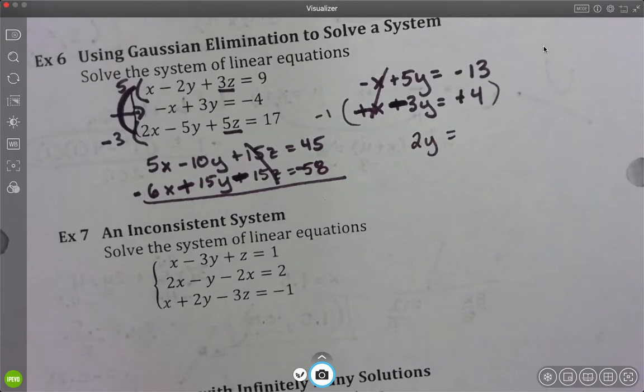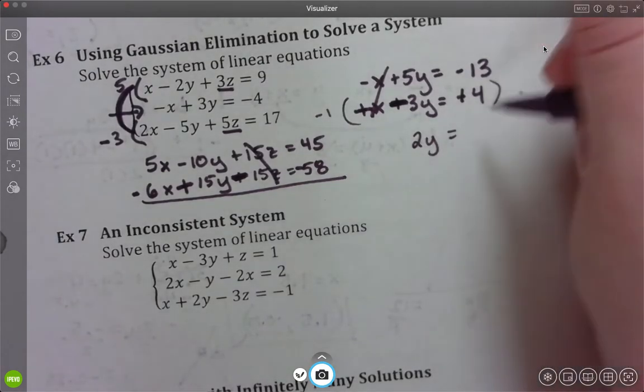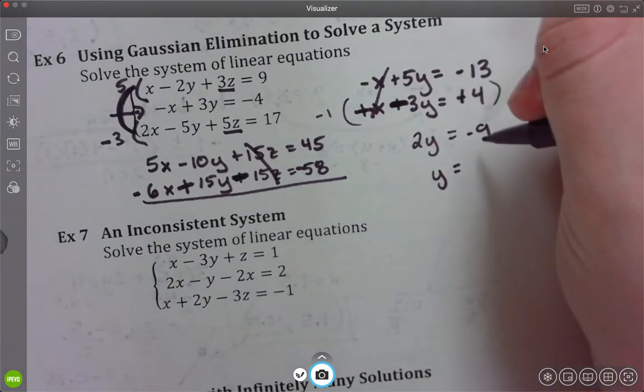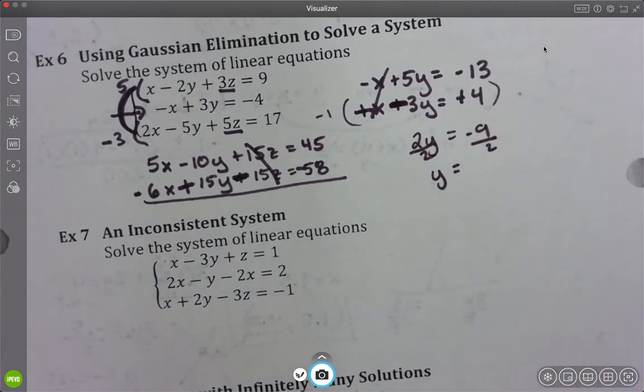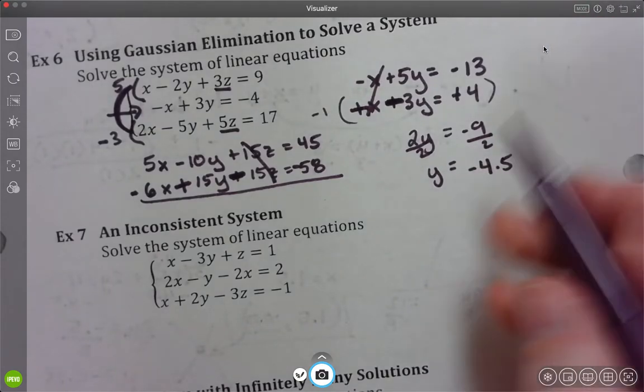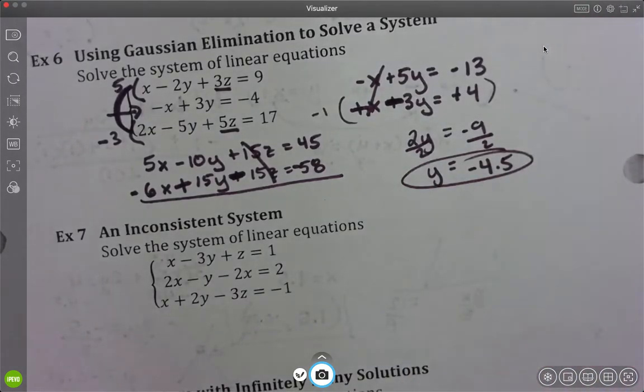-13 divided by 4. Of course, they couldn't give us anything really nice. That's -9. So y is going to be -9 divided by 2, which is -4.5. Okay, and then I can work backwards.